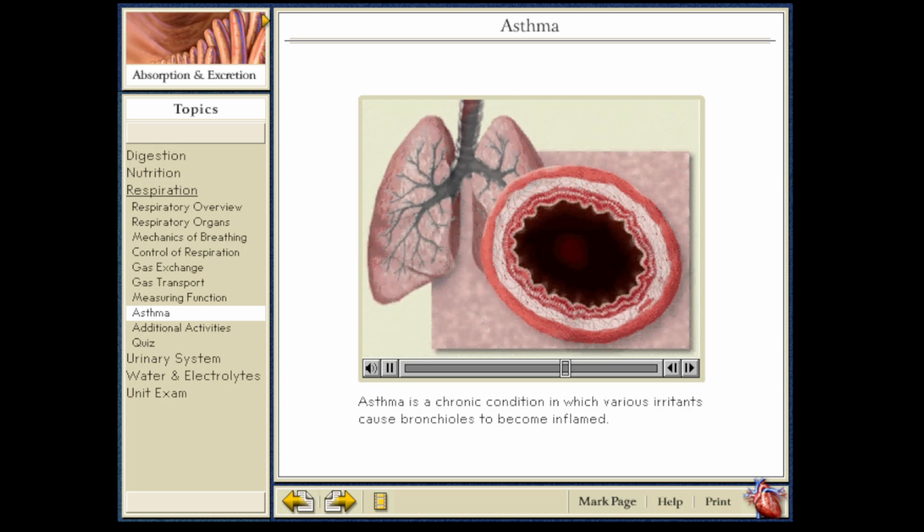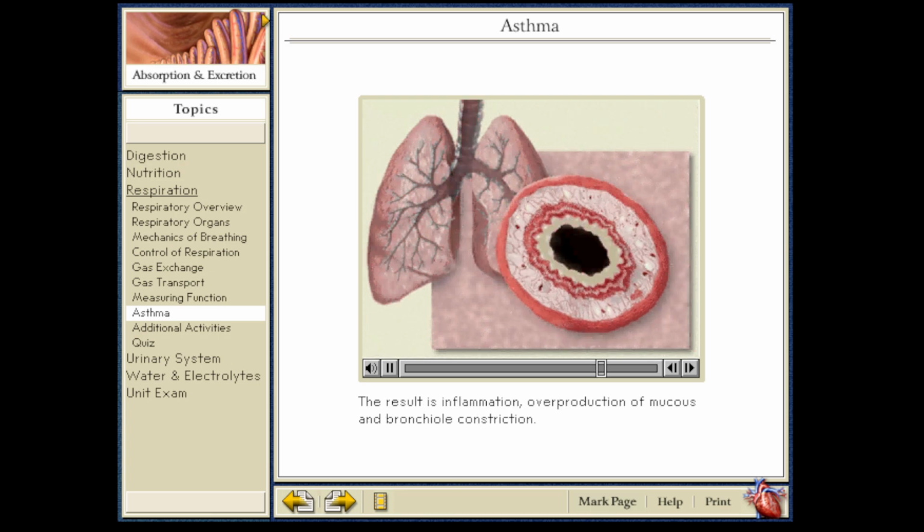Asthma is a chronic condition in which various irritants cause bronchioles to become inflamed. Some of the most common irritants are dust mites, pollen, smoke, stress, and infections. These irritants can cause a cascade of events, such as the release of leukotrienes and histamine from leukocytes and mast cells. The result is inflammation, overproduction of mucus, and bronchial constriction. All 3 block the airways, making it difficult for air to move in the lungs and thus triggering an asthmatic attack.